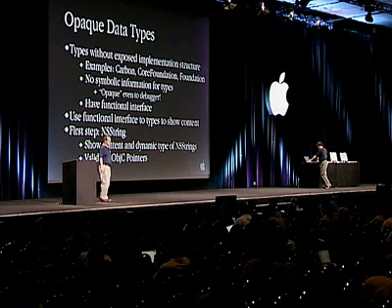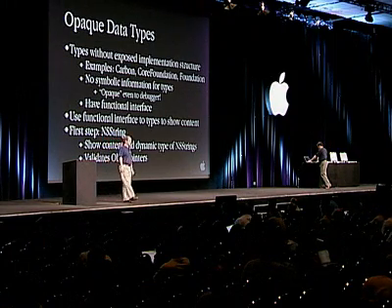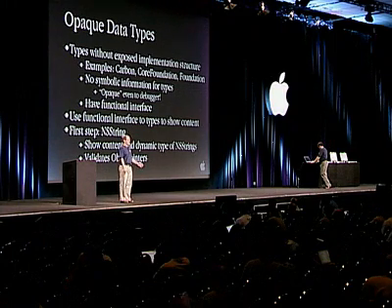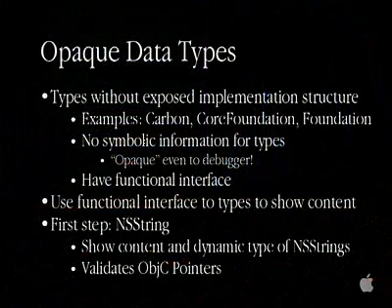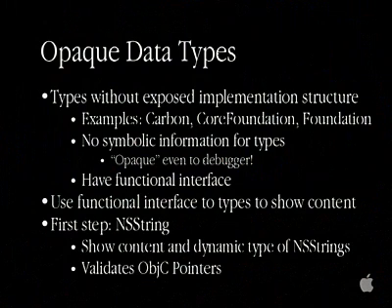All right. Let's talk a bit about opaque data types. If you've worked with macOS 10 at all, you'll no doubt run into the fact that most of the low-level system libraries or interfaces have opaque data types. That is, types without an exposed implementation structure. And you can't really tell how these types store information, and not only can you not tell, but the debugger itself can't tell because there's no symbolic information.